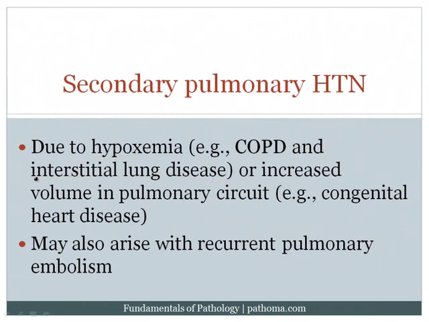You also get secondary pulmonary hypertension with increased volume in the pulmonary circuit. Now, when you put extra blood into the vessels, they will undergo smooth muscle hypertrophy, which will then result in pulmonary hypertension. And the classic case here would be congenital heart disease. And we've already discussed this in the cardiac chapter, in particular in the context of, for example, Eisenmenger's syndrome. A third way by which you can develop secondary pulmonary hypertension would be recurrent pulmonary embolism. This is very high yield.